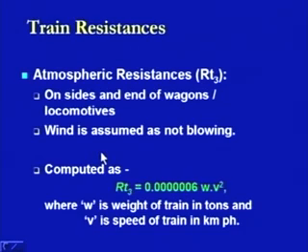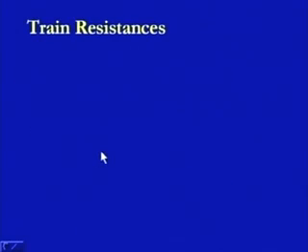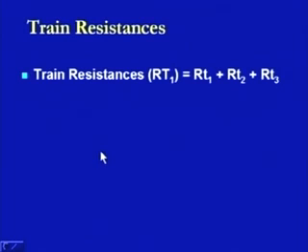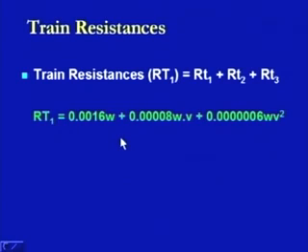Once we have all these three values, the total train resistance due to the rolling stock is a combination of all three, that is RT1 plus RT2 plus RT3, and it will be given by the equation 0.0016 W plus 0.0008 W into V plus 0.0000006 W into V squared.